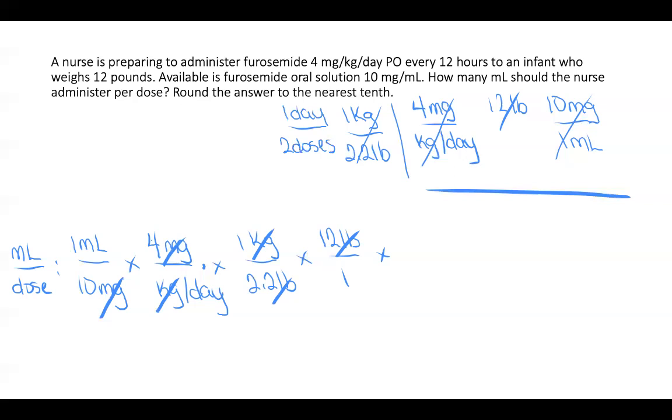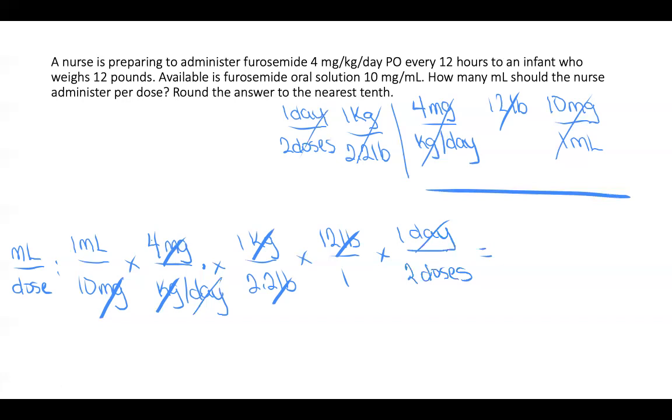So I'm going to plug that into my problem. I'm going to put the day on top because I want to cancel days out. 2 doses. Okay, see, now I can cancel out day. And now I'm left with milliliters per dose, which matches. So that means I'm good. Now I can solve my problem.